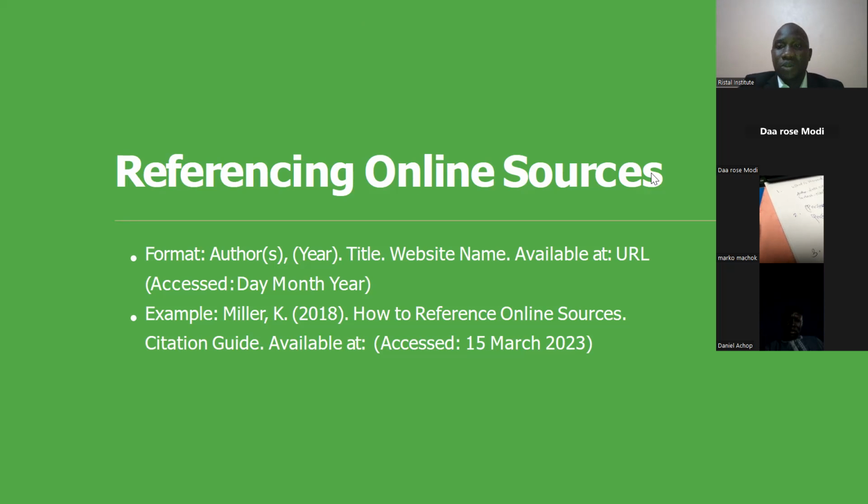So I'm talking about online resources. You can have a person who publishes a document and then puts it online. You Google search it and get it. So how do you reference it? The same format, basically. The author's name, the year, the title, the website where you got that article from, and then the link.